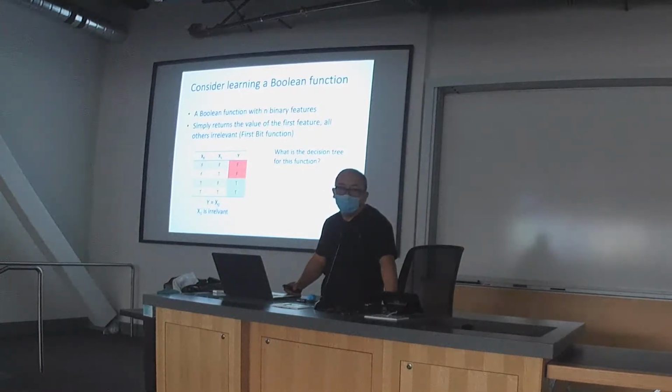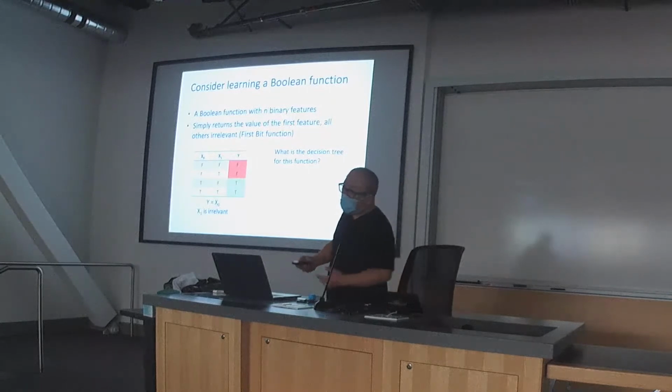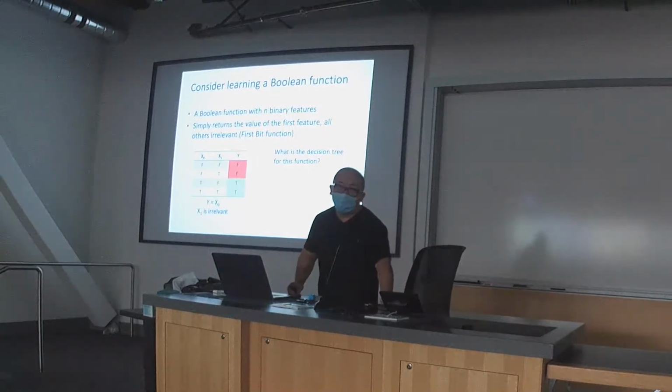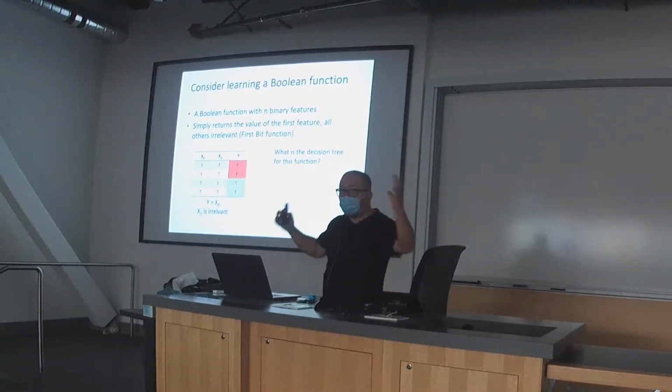2 to the power n. Yeah, 2 to the power n. Each attribute can take 2 values, you have n attributes in total, then you have a total of 2 to the power n possible instances. That forms the whole instance space.